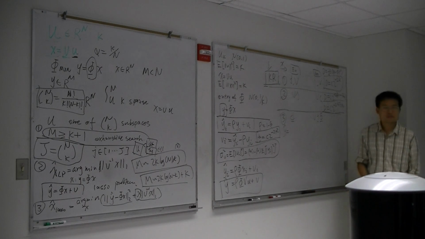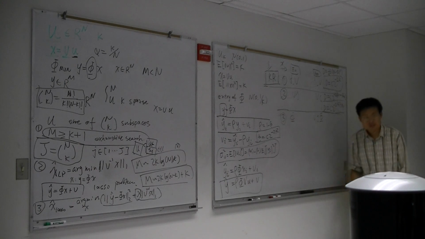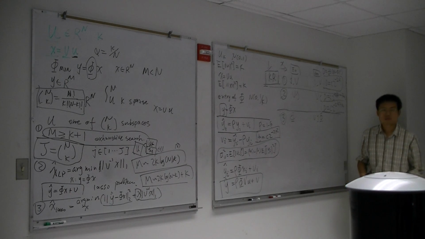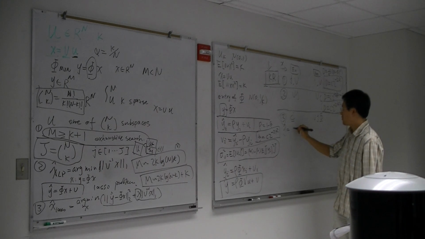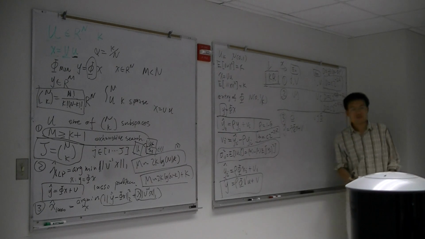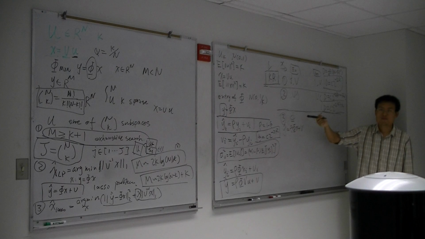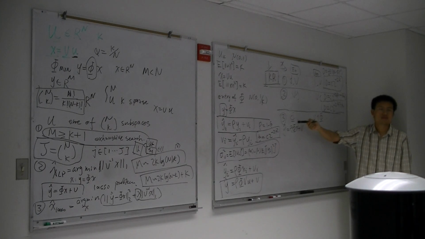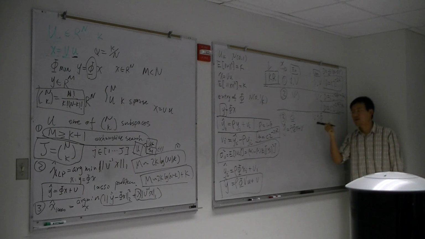Excuse me, can you explain the scenario again? The third scenario is the encoder only has the information of Y, but the decoder has the information of Y, B, and G.